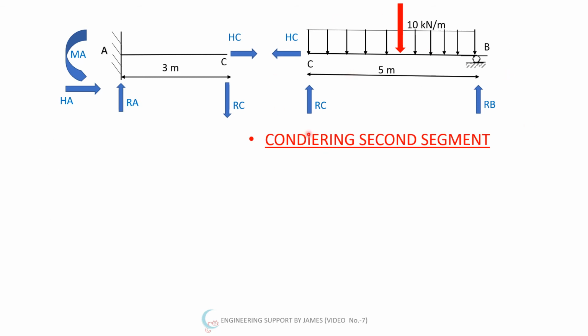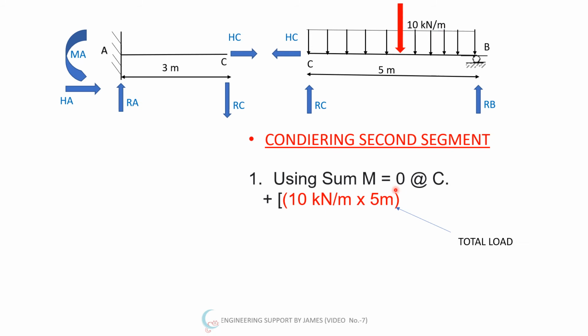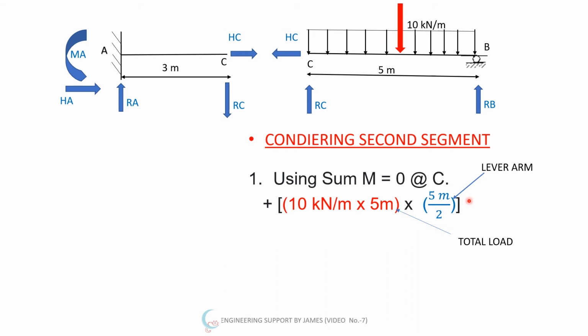So I'm considering first the second segment. Here I'm considering the summation of moment at C equal to 0. So I'm considering 10 kilonewton per meter load intensity multiplied by 5 is the total load, multiplied by the lever arm, that is 5 divided by 2. Then RB will produce the anti-clockwise moment, that is minus RB multiplied by a lever arm, that is 5 meter, and then I'll equate it to 0, and after solving the above equation I'll get RB as 25 kilonewton.